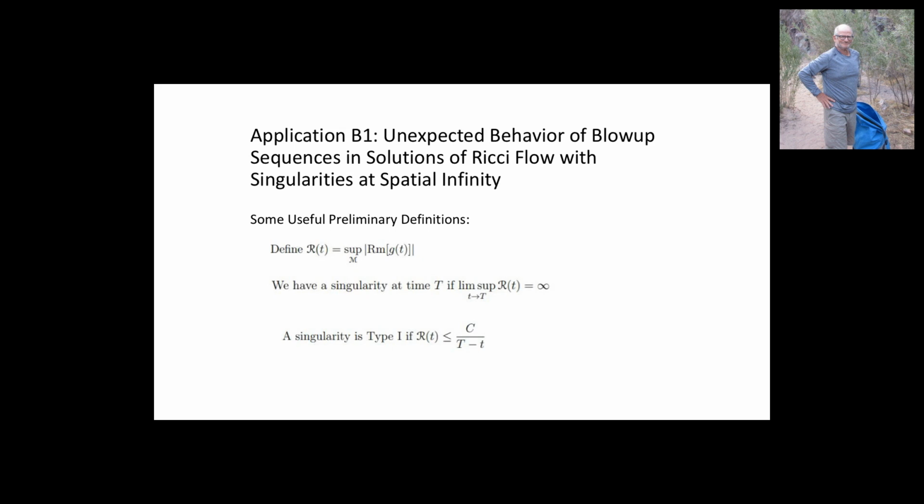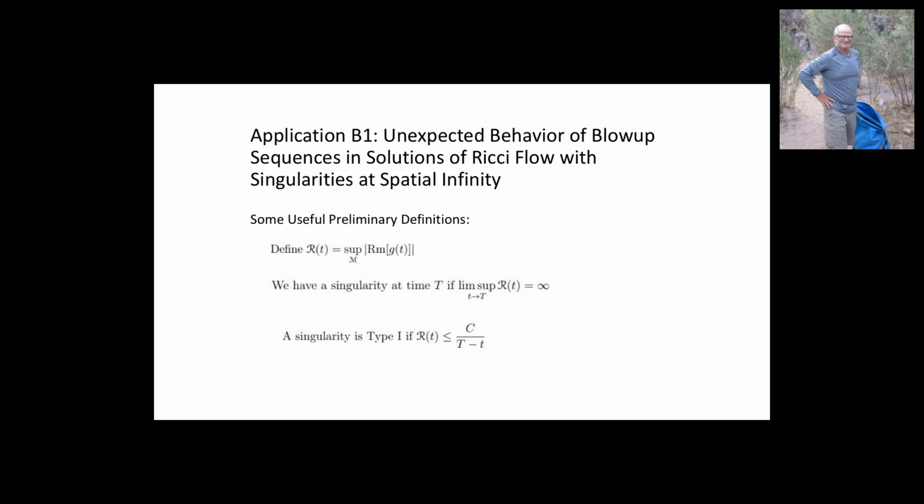What I want to talk about now is our first application, which is the main motivation for the whole work. We found some unexpected behavior of blowup sequences of solutions of Ricci flow when the singularities occur at spatial infinity. So we need some definitions. First of all, let me define script R to be the sup of the norm of the curvature of the metric as it falls on the manifold.